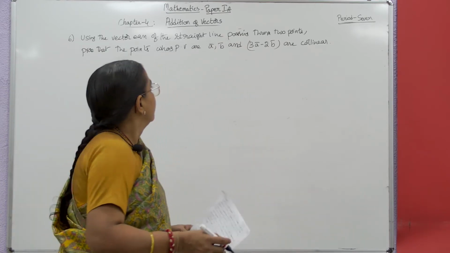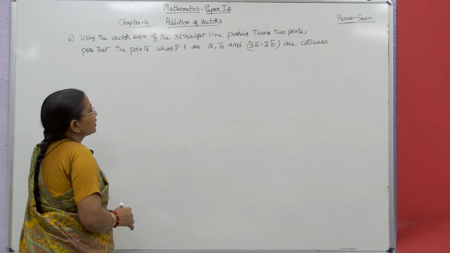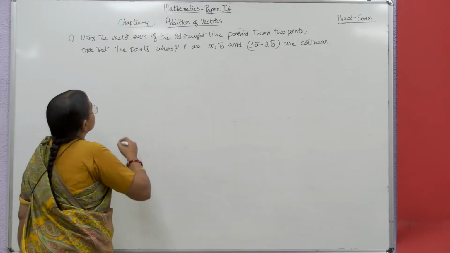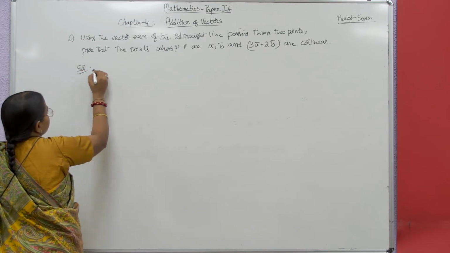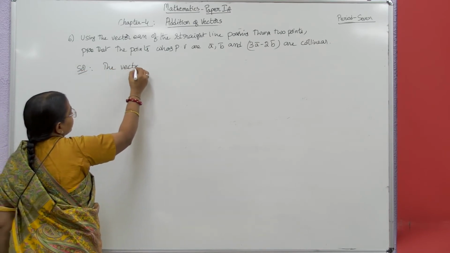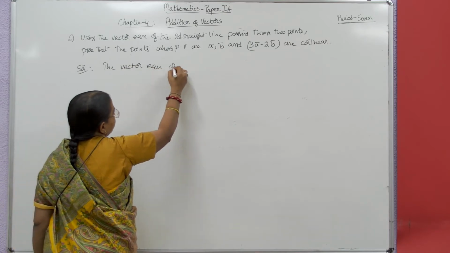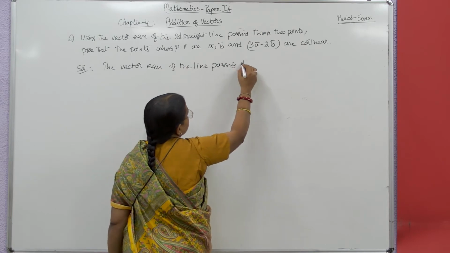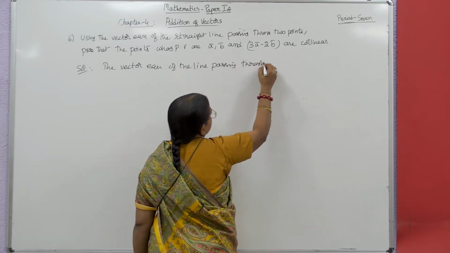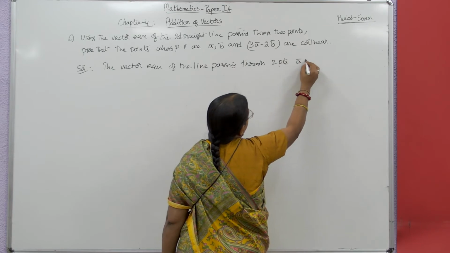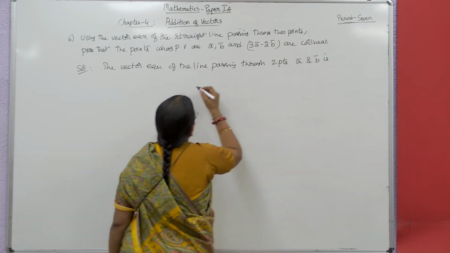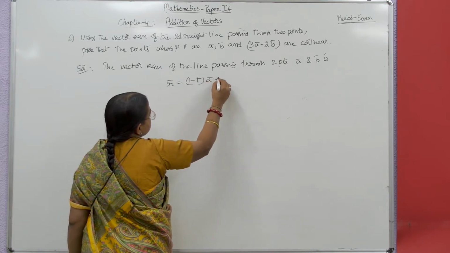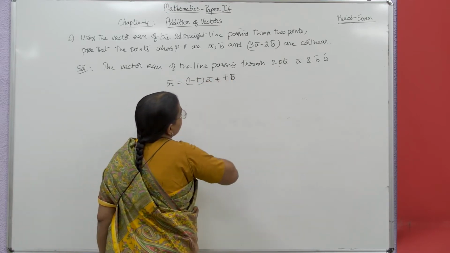Next problem. Using the vector equation of a straight line passing through 2 points. Here he has given 3 points. You must show that they are collinear. So what we do is we'll write the vector equation of the line. The vector equation of the line passing through 2 points A and B is R is equal to 1 minus T into A plus TB. This is the equation. We know this formula.